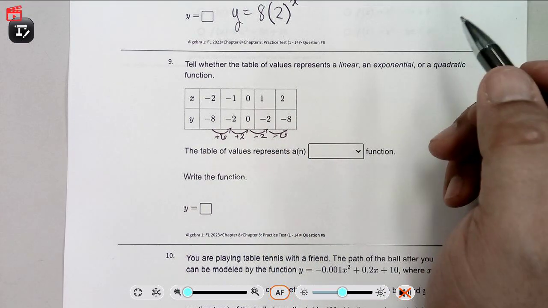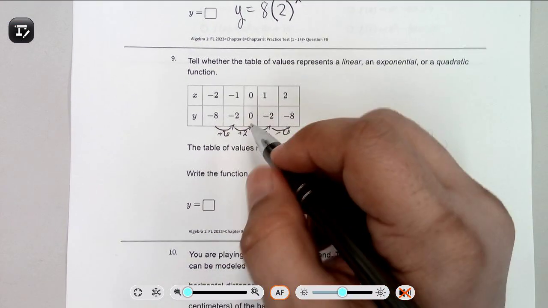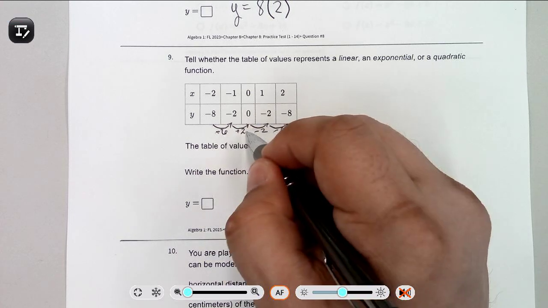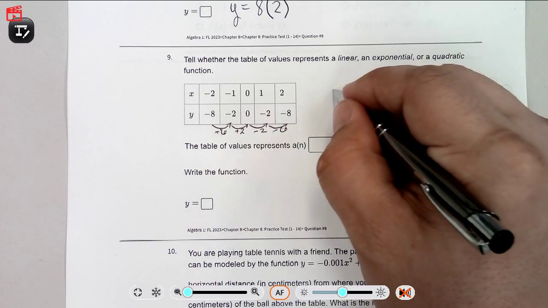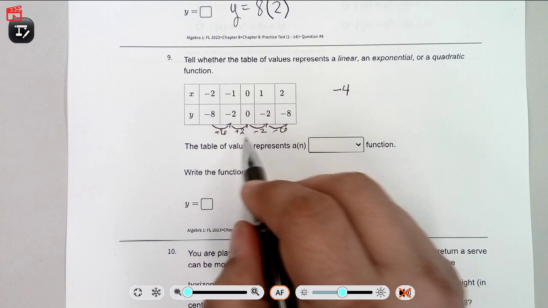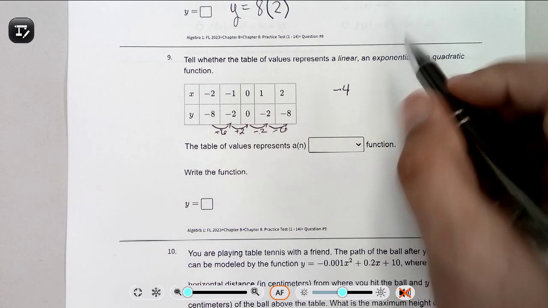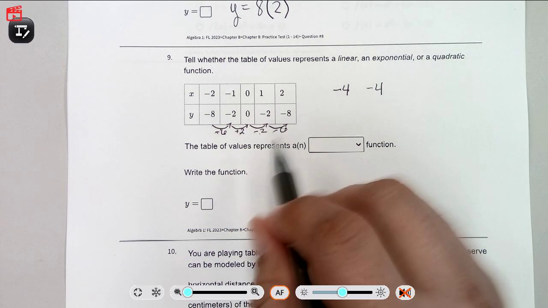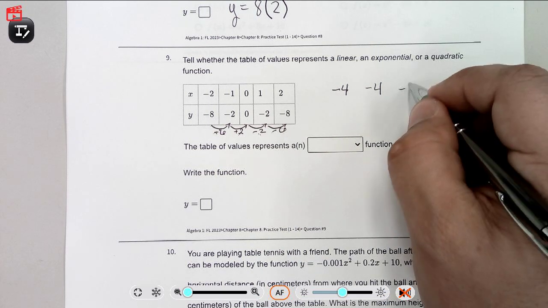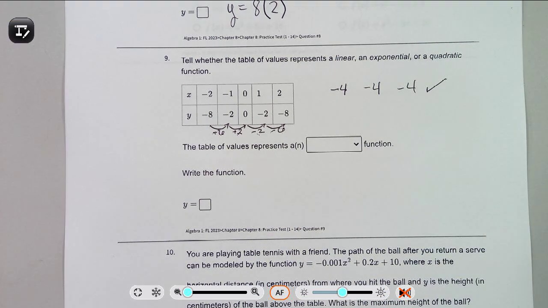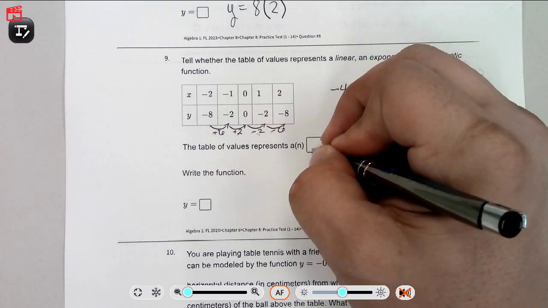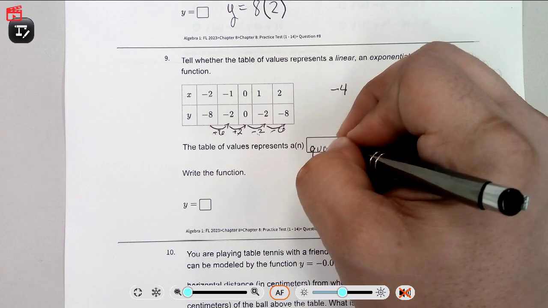So those are our first differences. Now I check the second difference. From 6 down to 2, that's -4. From 2 to -2 is -4. And from -2 to -6 is -4. So the second difference is constant. So that checks out. This is a quadratic.